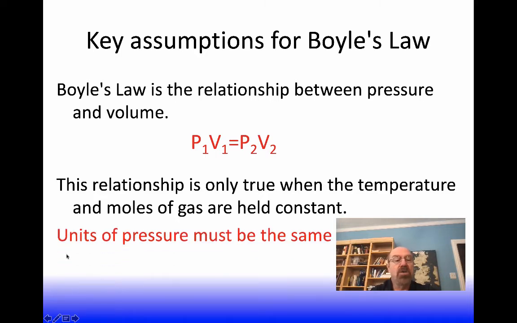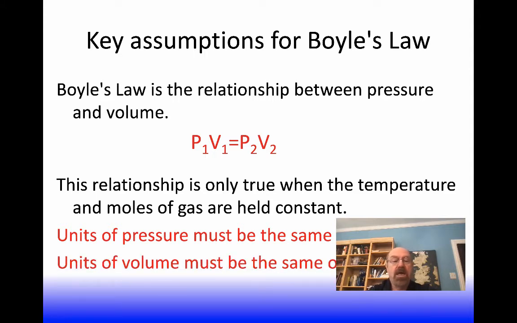So units of pressure for this equation have to be the same on both sides. If they're not the same on both sides, we won't have a valid relationship. And the units of volume must be the same on both sides. So if you have milliliters as your second volume and liters as your first volume, then you're going to have to convert them to be either both milliliters or both liters.